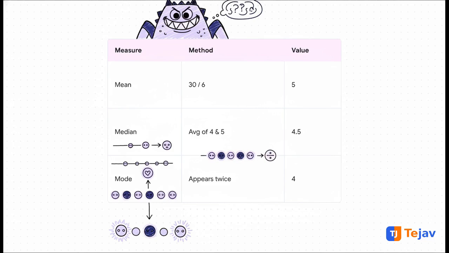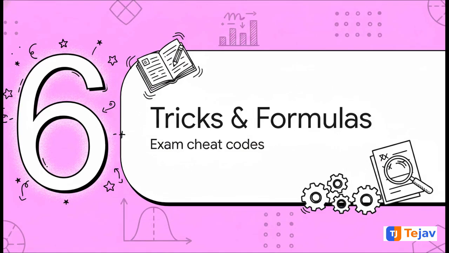Thankfully, the data is already arranged for us. Since there are 6 numbers, an even amount, we take the 2 middle numbers, 4 and 5, and average them out to get 4.5. Finally, the mode. The number 4 appears twice, while everything else just appears once, so the mode is 4. And look at that. We extracted all 3 measures without breaking a single sweat. You totally nailed it.